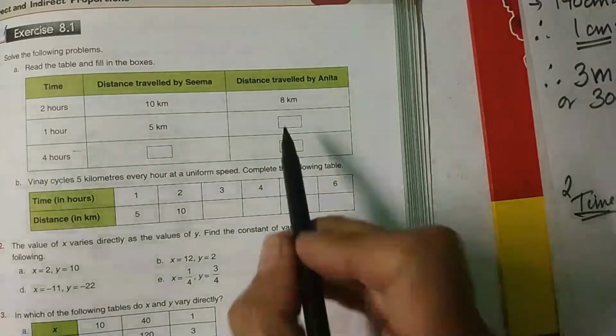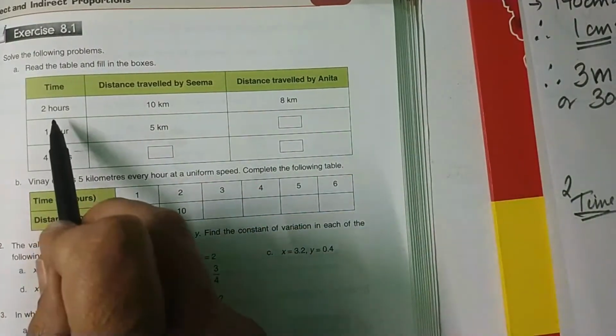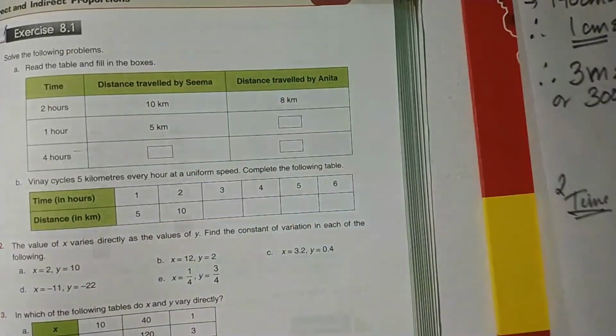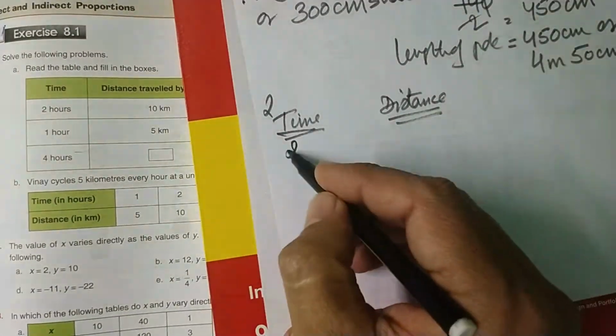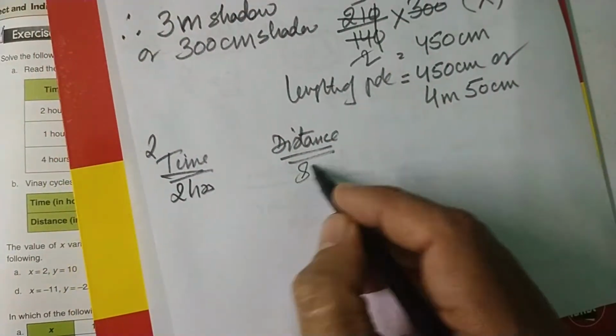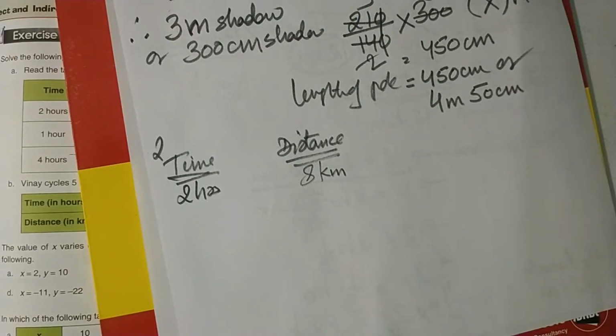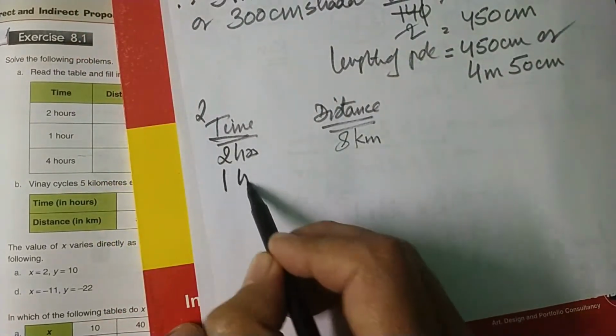Now since we have to find for Anita, I will use the time and distance of Anita only. So 2 hours is the time and the distance is 8 kilometers. Keep seeing these numbers in your book. 2 hours time and 8 kilometer distance is by Anita. Therefore, in 1 hour, it will be how much?